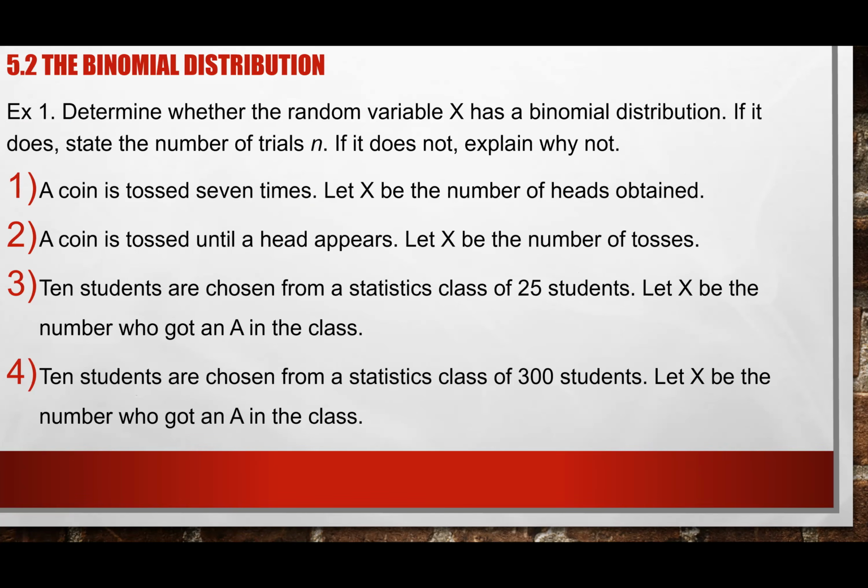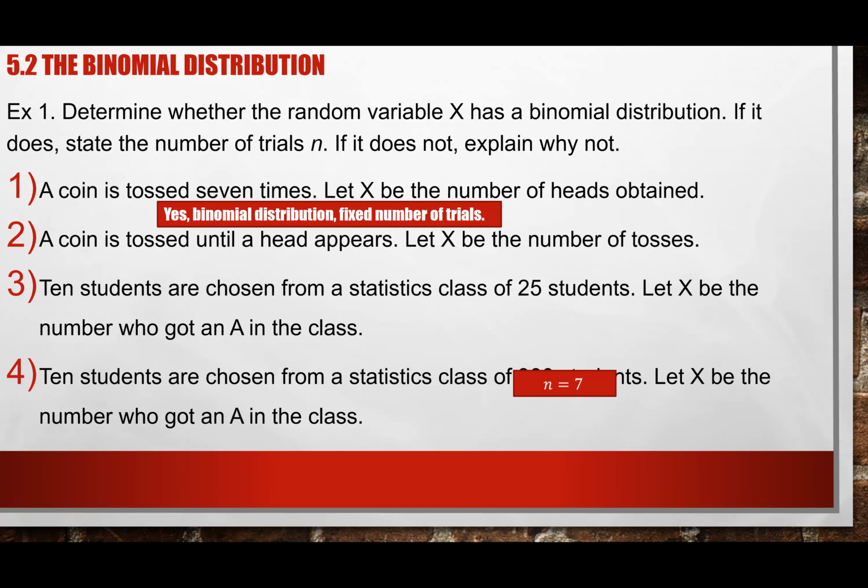So for number one, they say the coin is tossed 7 times. Let X be the number of heads. So looking at this item here, is this a binomial distribution? Hopefully you say yes, because if you toss a coin, you have a fixed number of trials. What is the fixed number of trials here? We toss the coin 7 times. And again, we have a fixed number of trials, and each trial, you flip the coin, you either have a head or a tail. If you land on the head, that is success. If it lands on the tail, failure, right?